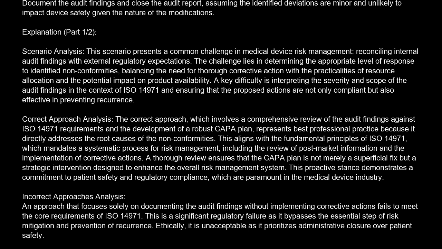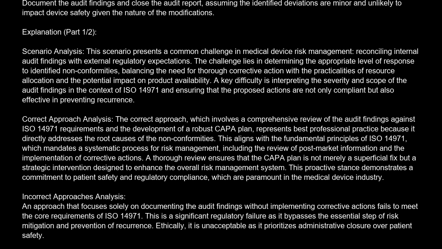Explanation. Scenario analysis. This scenario presents a common challenge in medical device risk management, reconciling internal audit findings with external regulatory expectations. The challenge lies in determining the appropriate level of response to identified nonconformities, balancing the need for thorough corrective action with the practicalities of resource allocation and the potential impact on product availability. A key difficulty is interpreting the severity and scope of the audit findings in the context of ISO 14971 and ensuring that the proposed actions are not only compliant but also effective in preventing recurrence.